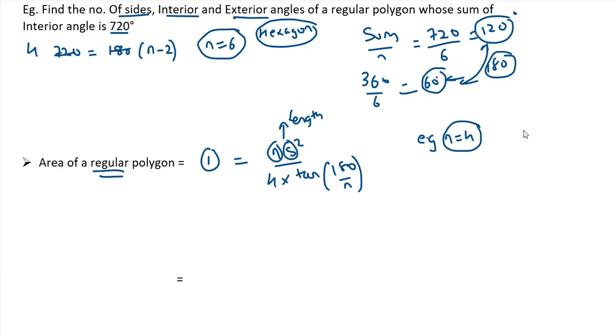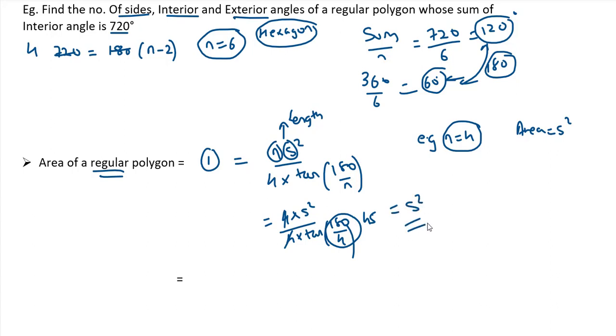Remember, this formula is applicable only for a regular polygon. So in case of a square, we know the formula for area is s square. Let us see how we arrive at it using this formula. If we substitute n equal to 4, we will get 4 into s square upon 4 into tan of 180 by 4. So this 4 will cancel out. 180 by 4 will be 45. Tan 45 is 1. We will ultimately get s square.